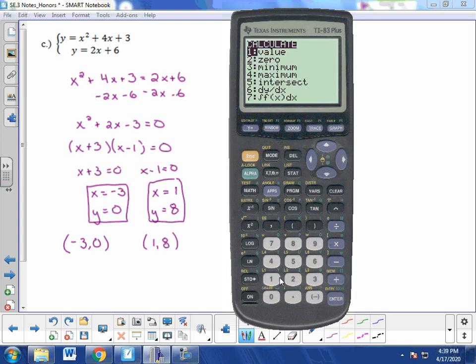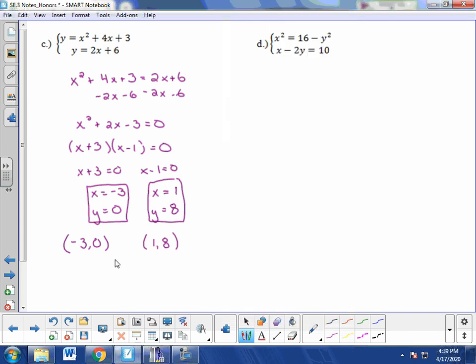Then I'm going to do this again. Second trace intersect. Now I'm going to use the left and right arrow keys to move closer to the other intersection now. Hit enter. On the second curve, it's close there to that second intersection, hit enter, and I'm not going to guess. And there it gives me the other intersection, -3, 0. So we have both of our solutions here found algebraically. So C is one that you are likely to have to solve on an assessment.